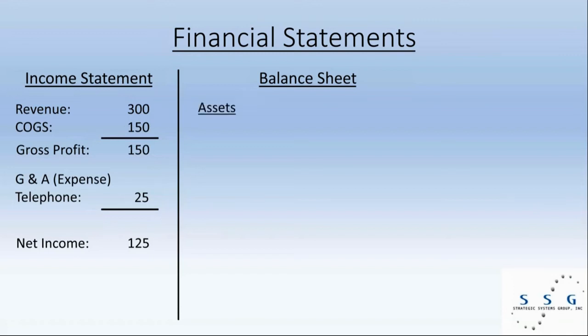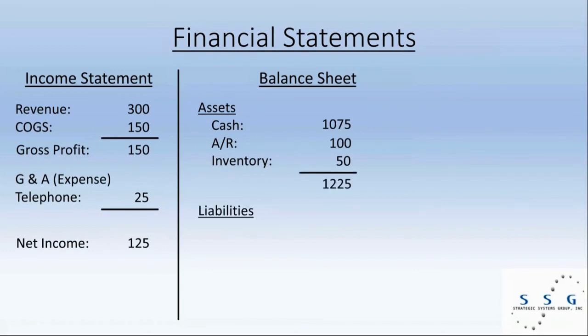The balance sheet follows suit very similarly, so the numbers that are in the trial balance also end up on the balance sheet. So cash of 1,075, receivables of 100, inventory of 50. So the total assets is 1,225. From a liabilities perspective, we have something left over in AP that still needs to be paid for $100. The credit card suspense account is 0.